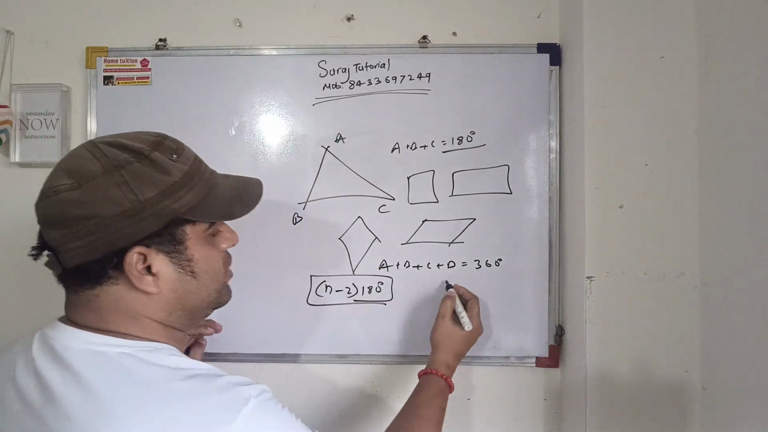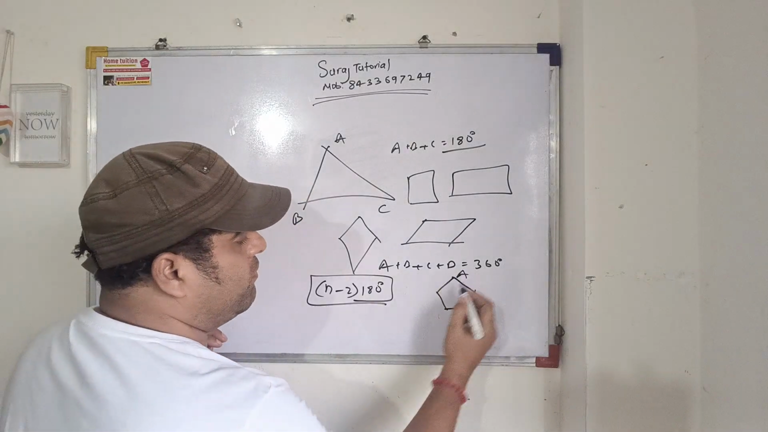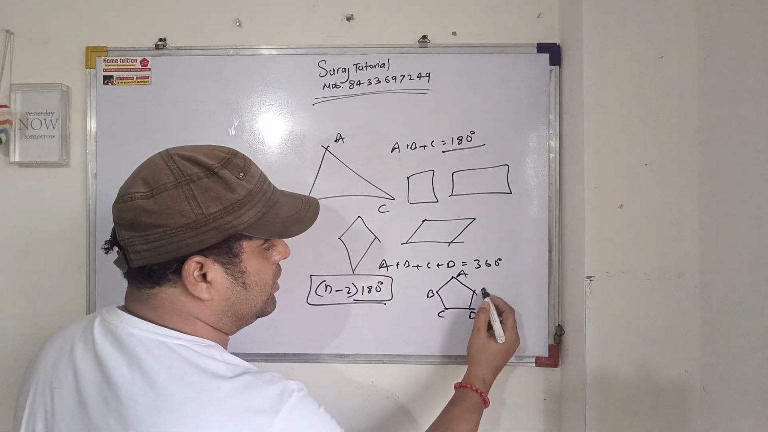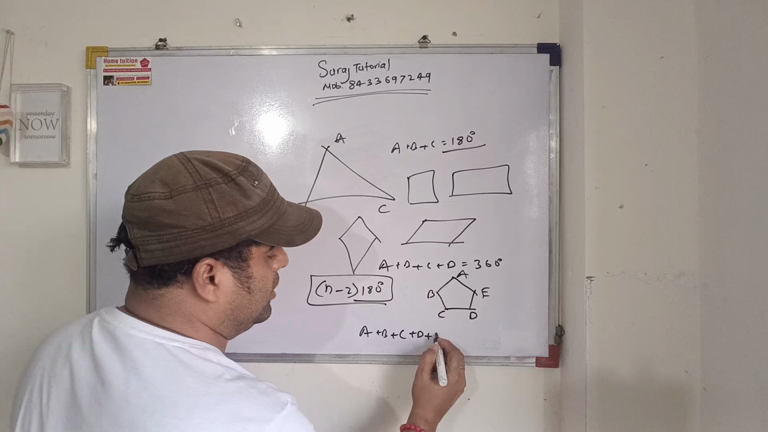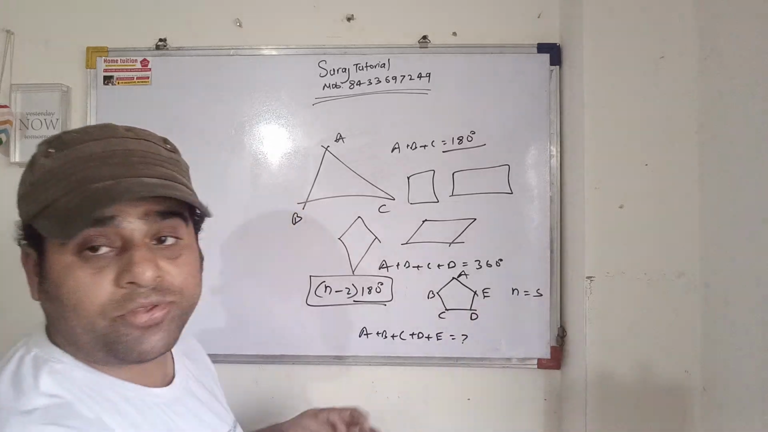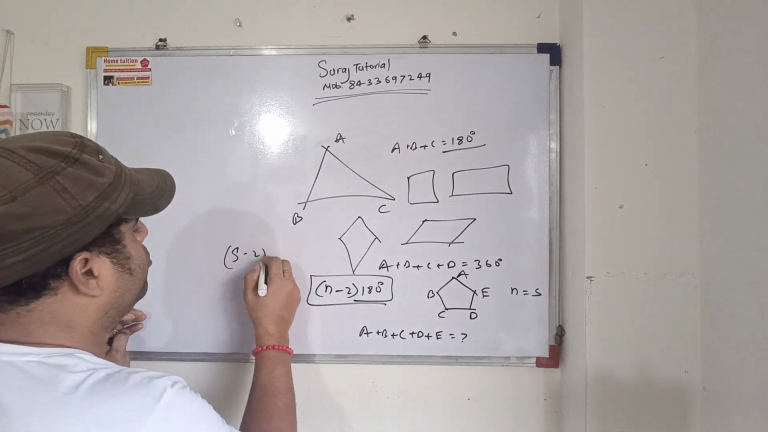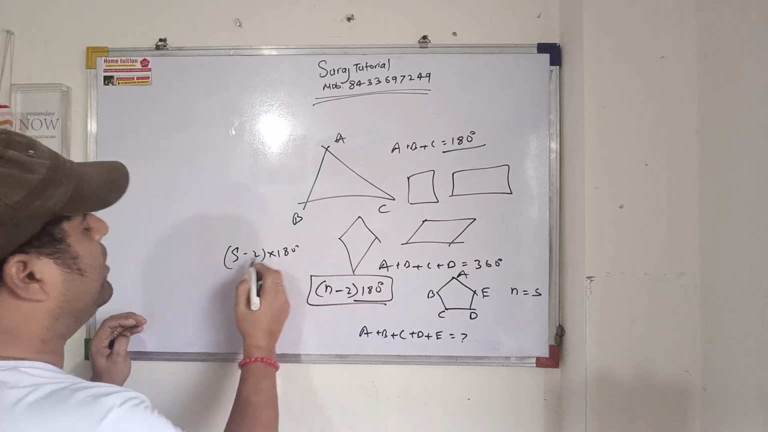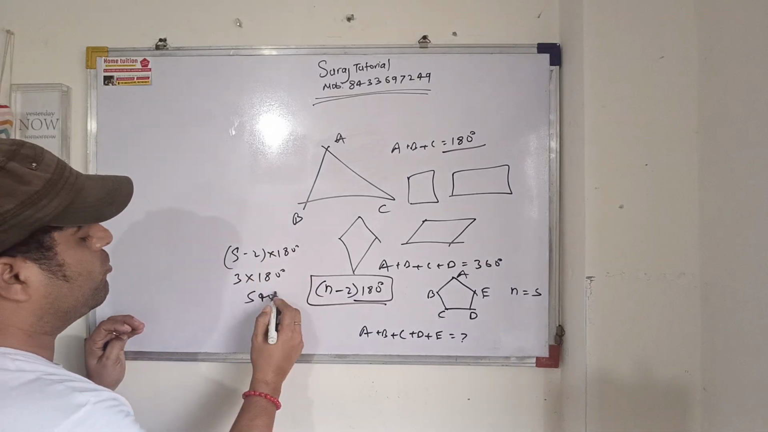See, in case of a pentagon, this is a pentagon. In a pentagon there are 5 vertices A, B, C, D, E, and we have to find the sum of all the angles A, B, C, D, E. For that, you see that n is equal to 5 because there are 5 sides. So n is equal to 5, we get (5 minus 2) into 180 degrees. 5 minus 2 means 3, we get 3 times 180, which is 540 degrees.